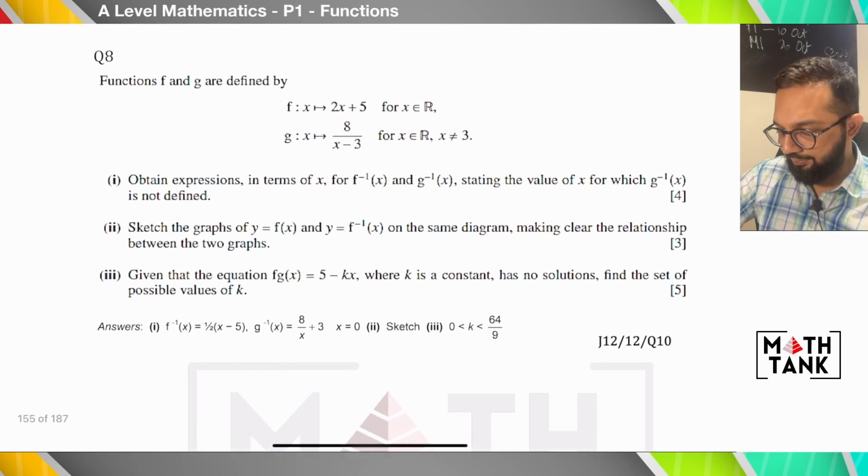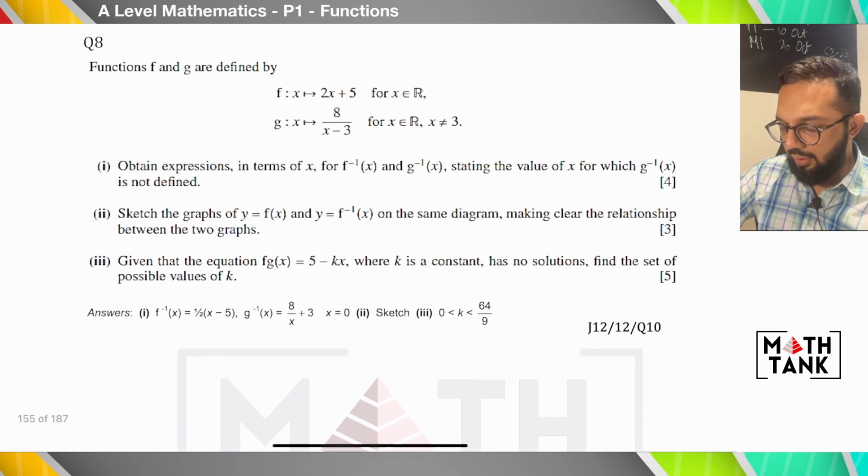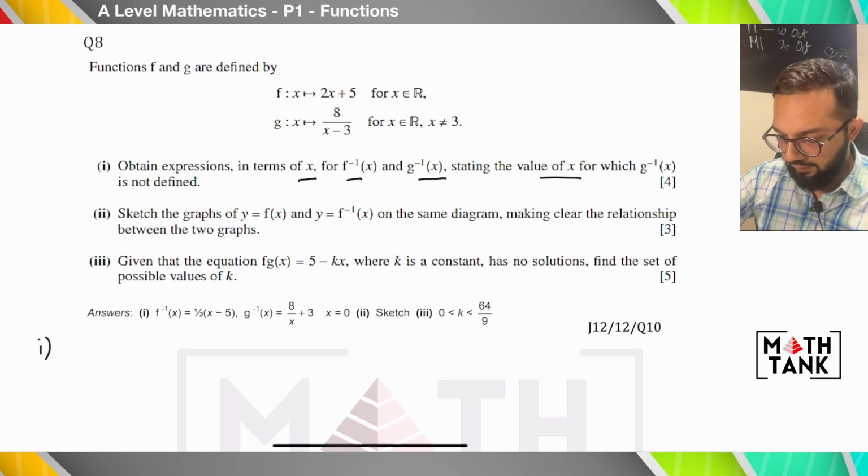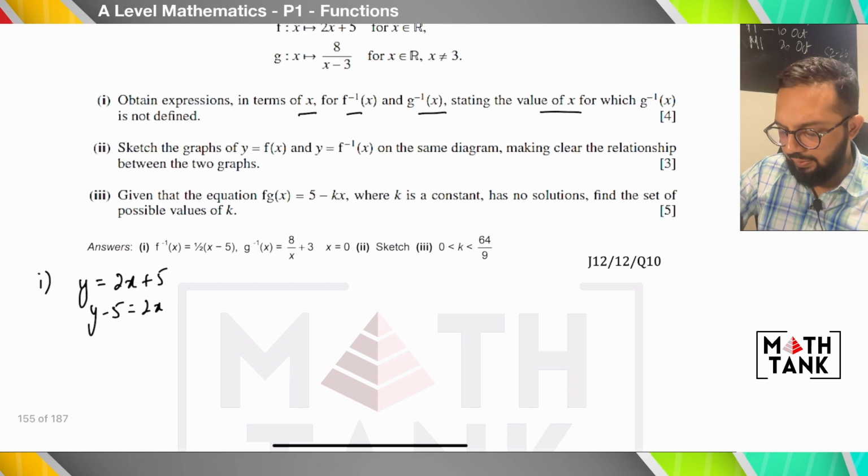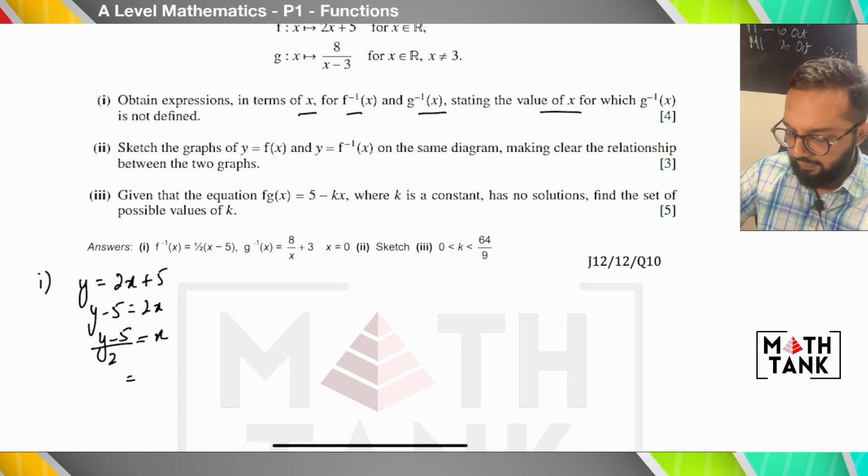Moving on, this is question number 8. It says functions f and g are defined by this and that. Obtain expressions for f inverse of x and g inverse of x, stating the value of x for which g inverse of x is not defined. So I think the first is simple. I find it very simple to do a linear inverse. We've learned that in O levels as well, and that comes in handy here. So this is f inverse of x.